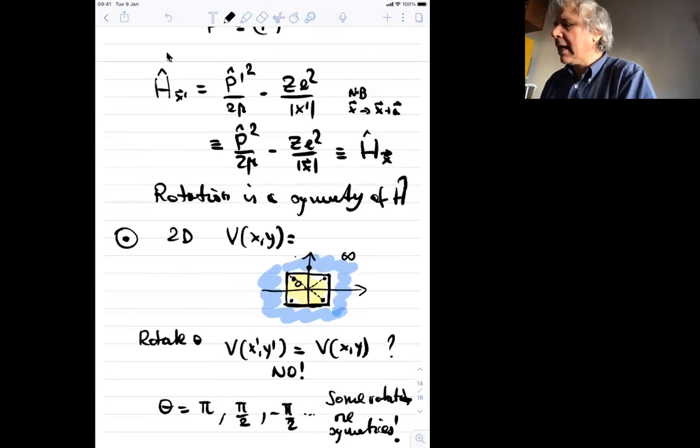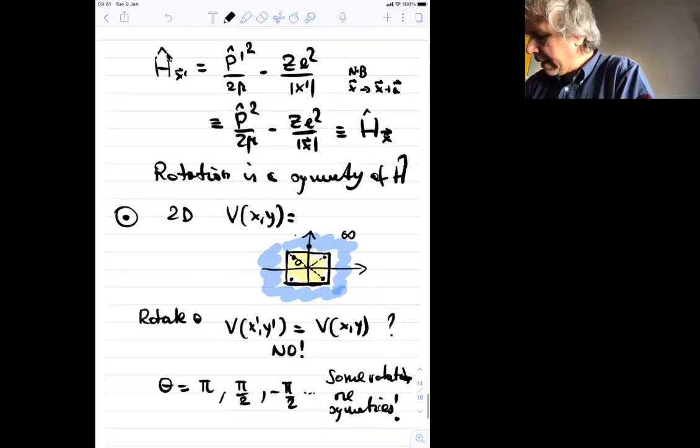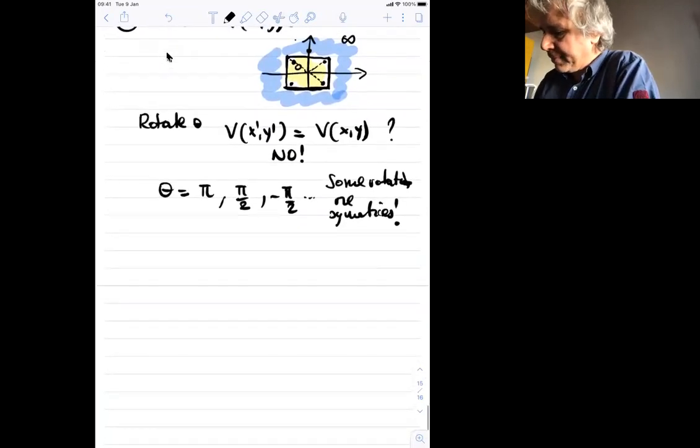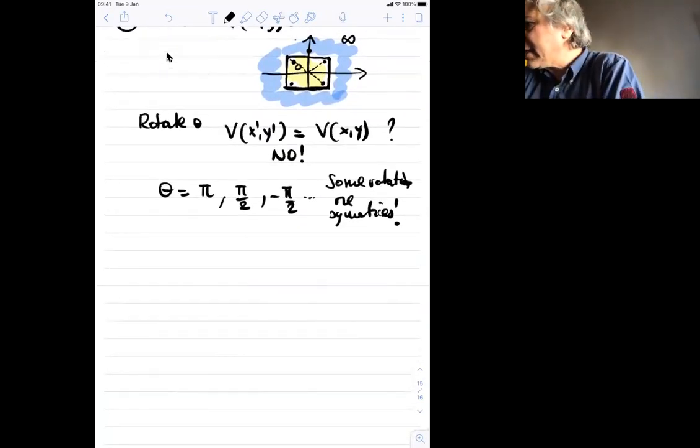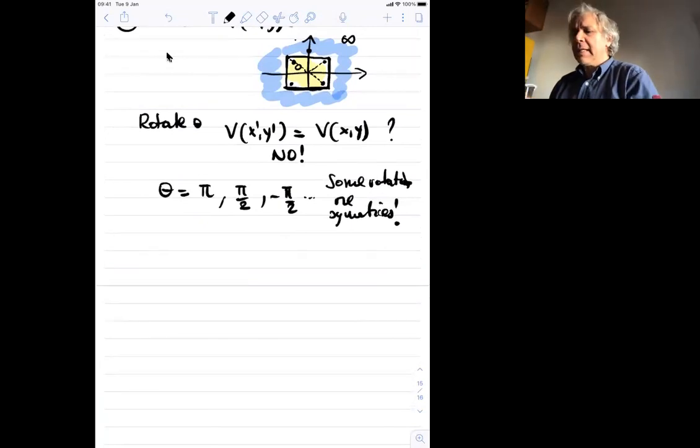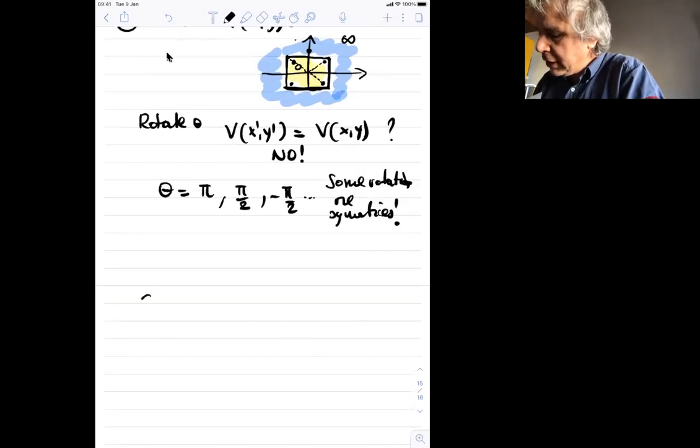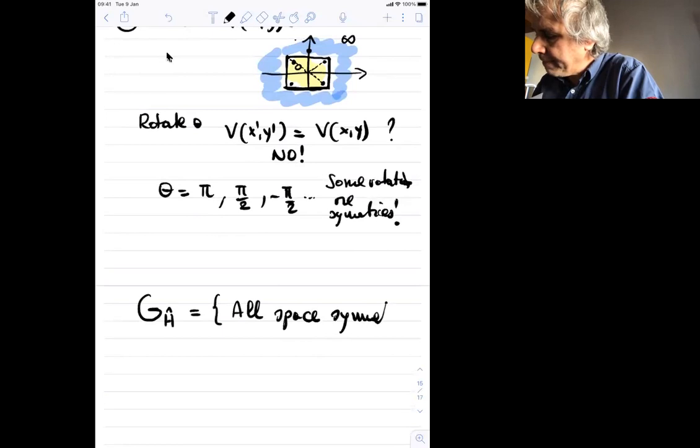I just want to highlight to you the important theorem that remains to be explained. The theorem is the following. I can define a group G of H, which is the group given by all the space symmetries of the Hamiltonian H, okay?